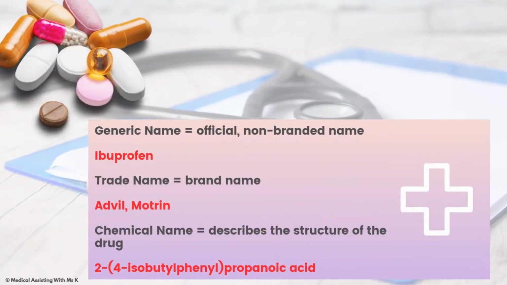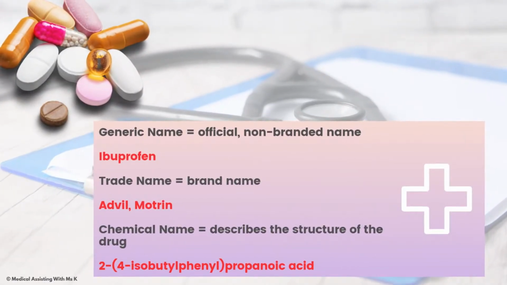All right, what is a generic name? Generic name is the official non-branded name. An example is ibuprofen. The trade name of ibuprofen would be Advil or Motrin. The chemical name is the scientific makeup of the drug. It describes the structure of the drug.